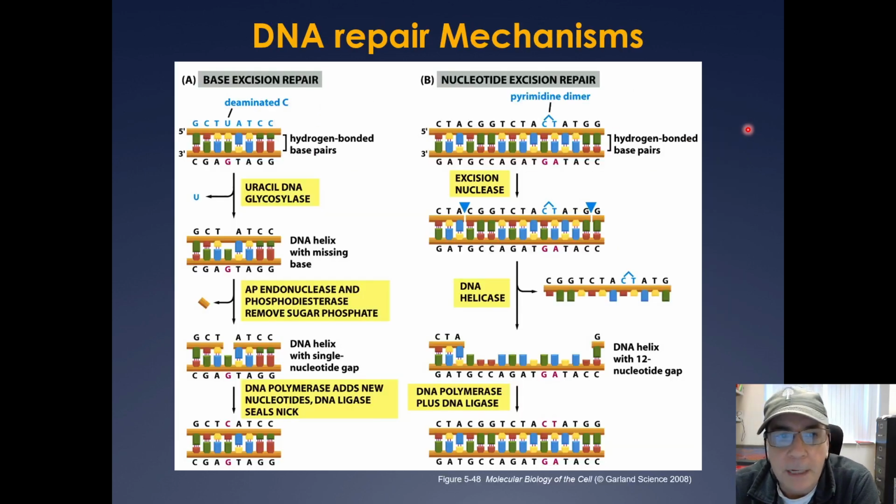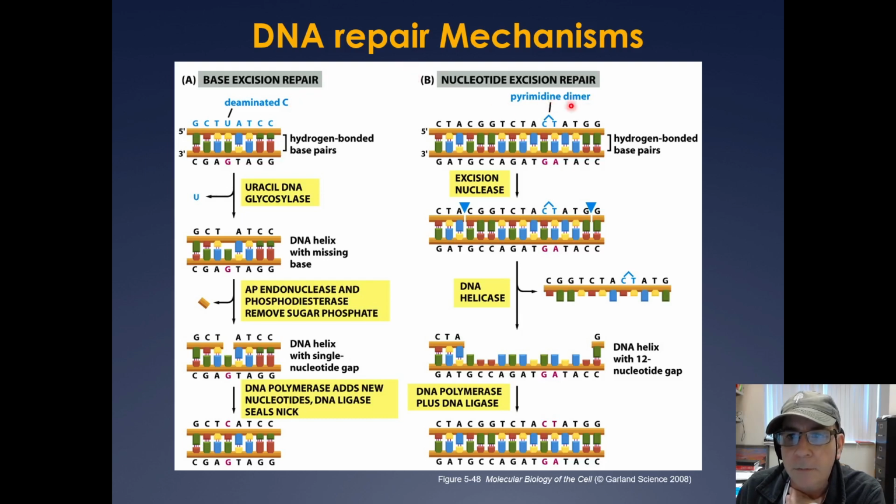Some of the DNA repair mechanisms that exist are base excision repair and nucleotide excision repair, and it depends on how much DNA has to be repaired. If you have just a single base to repair, like a deaminated cytosine, which results in a uracil, uracil DNA glycosylase will come in and remove the uracil, then AP endonuclease and phosphodiesterase remove the sugar phosphate backbone, and then DNA polymerase can add a new nucleotide, and DNA ligase can seal the nick. So this is base excision repair.